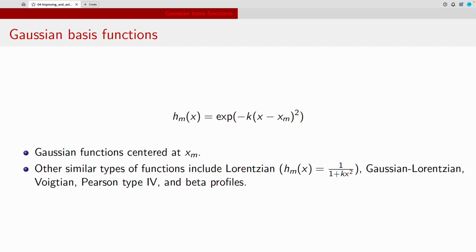In Gaussian basis functions, they take on this form. It's basically the exponent of minus k, some constant k. This is basically 1 over 2 sigma squared. Times x minus some mean, so essentially you set the mean at some position, squared. So these are essentially Gaussian functions that are centered at x_m, right? Now, other than Gaussian functions, there are also other similar types of functions, for example, the Lorentzian, the Gaussian-Lorentzian, the Voigt, and so on and so forth.